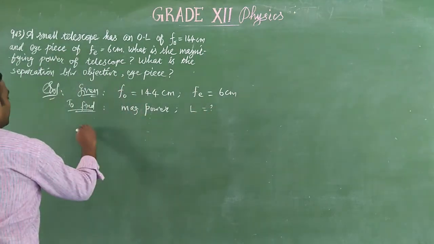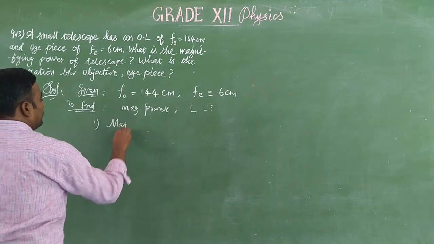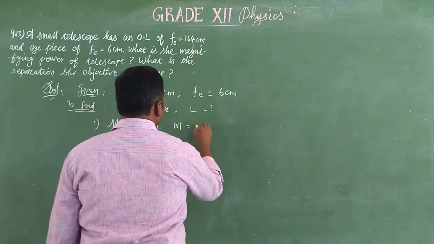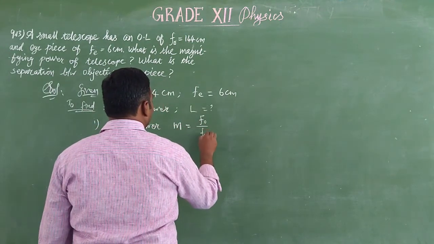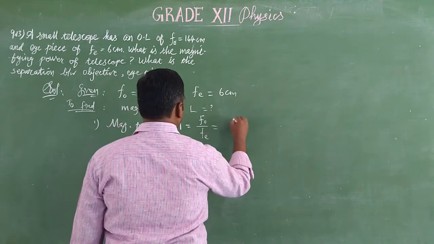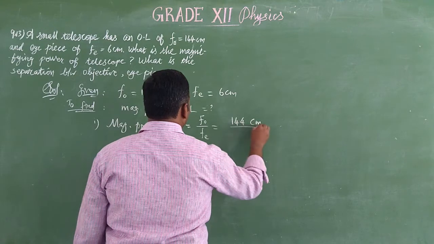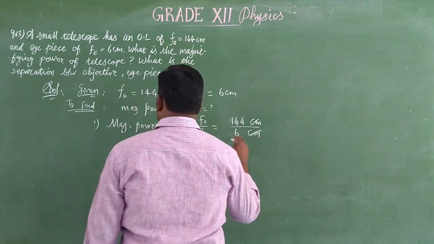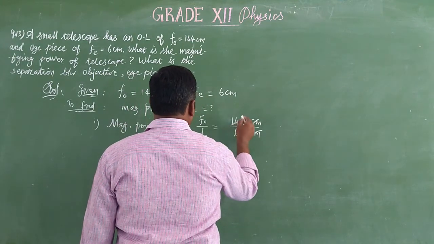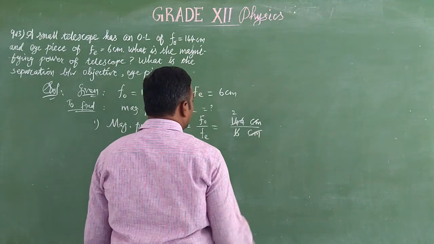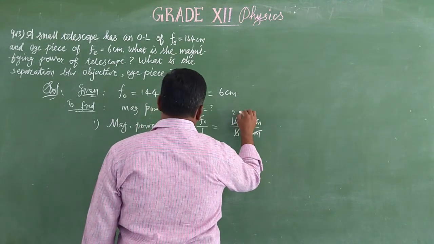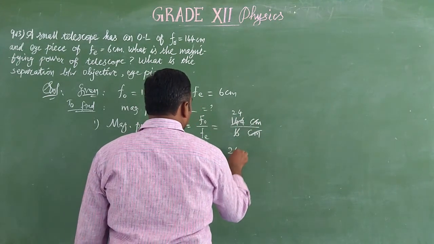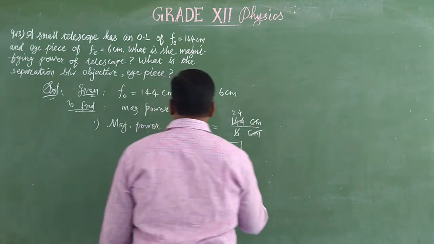First we will find the magnifying power. So the magnifying power of the telescope, that is M, is the ratio between the focal length of the objective lens to the focal length of the eye lens. What is the focal length of the objective lens? It is 144 centimeter divided by the focal length of the eye lens, 6 centimeter. Centimeter cancel, and 2 sixes are 12, remaining 2, and 4 sixes are 24. Therefore, the magnifying power of this telescope is 24. So 24 times it enlarges.